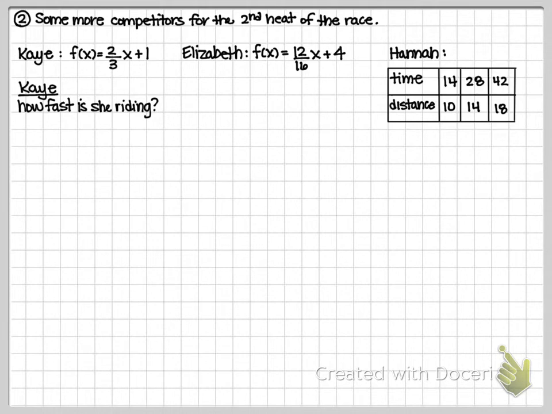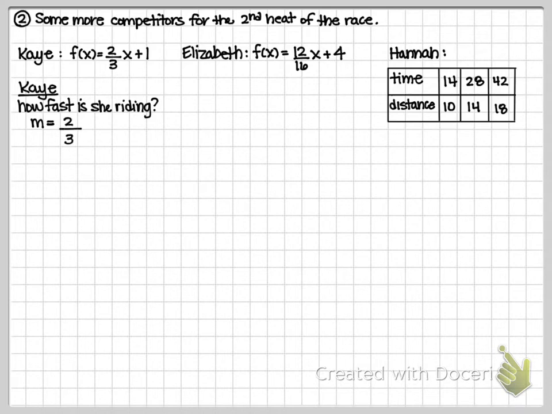Okay, well, we know that her speed, or the rate at which she was traveling, if we think back to the big race we did just a minute ago, would have been the slope. So I want to identify the slope from her equation. Remember, m is, so use our correct terminology here, the coefficient, so the number attached to x. So in this case, it's going to be 2/3.